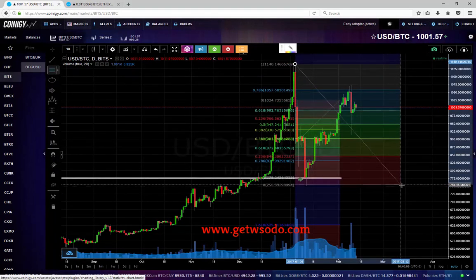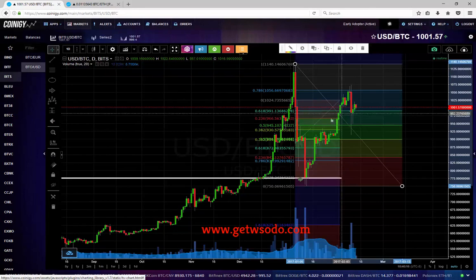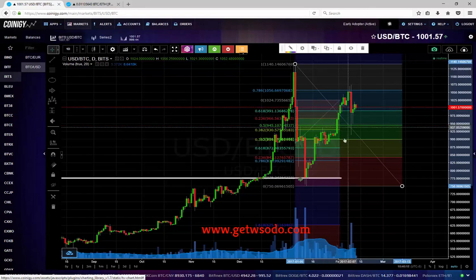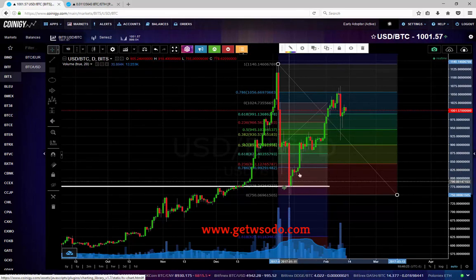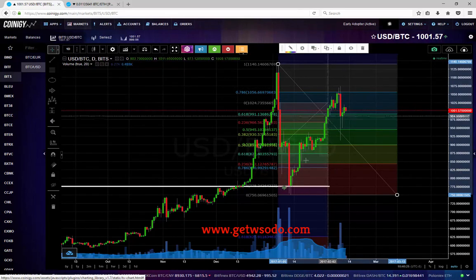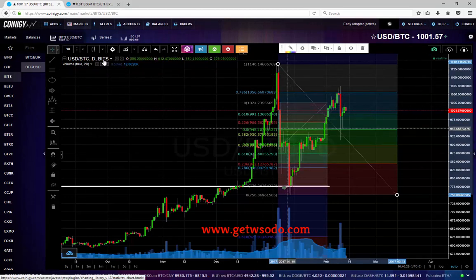I set 900 as my first target, 950, and then 1,000 as my last target. Now, I didn't nail the exact top. I got pretty close to the bottom, but I didn't nail the exact top. You don't have to nail exact bottoms and tops. You can get the most of it, the meat of the trade.